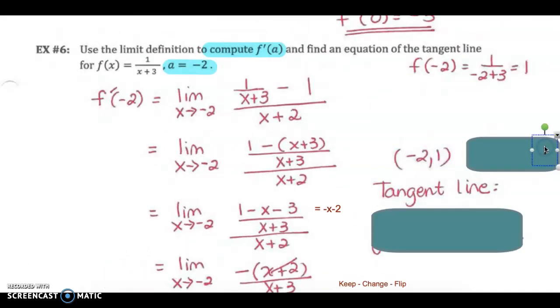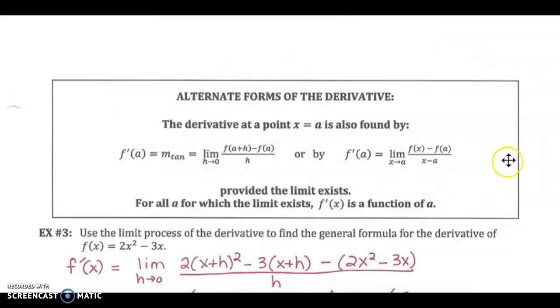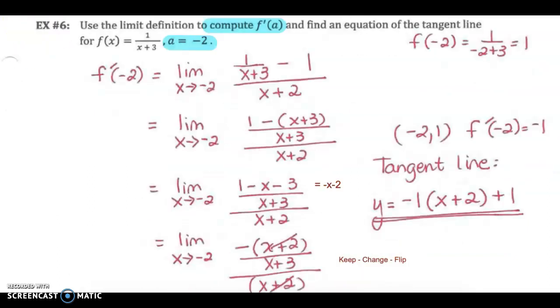That's our point. We know our slope is, oh no. Okay, find the tangent line.